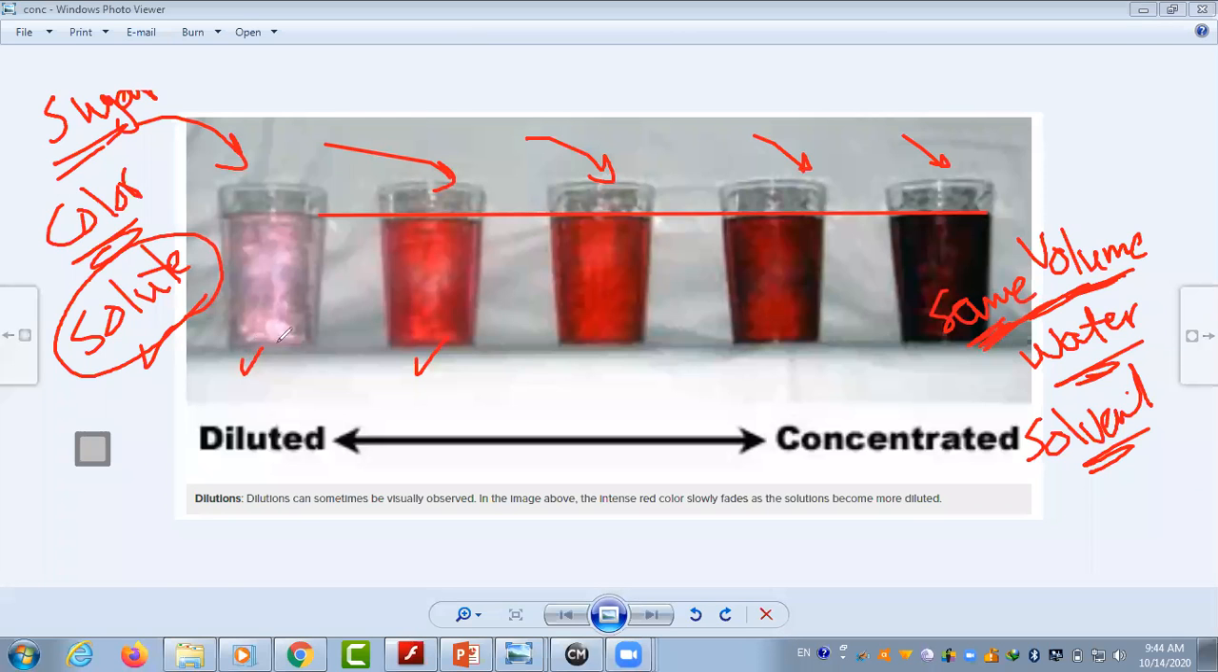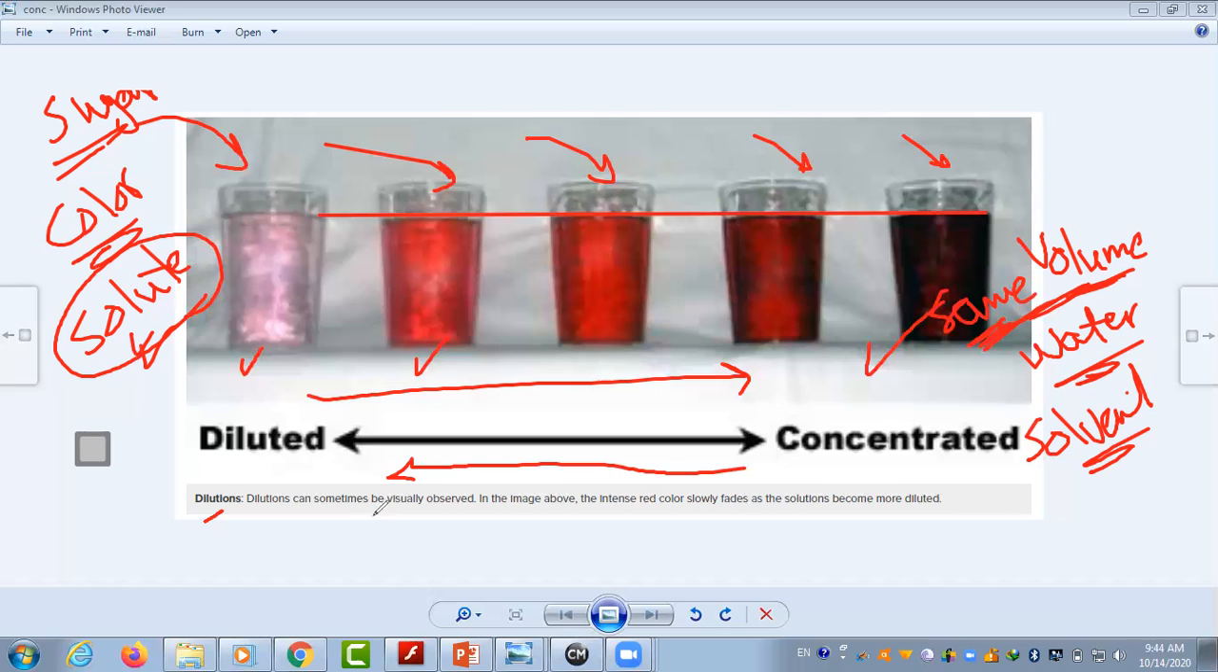So this one we say is diluted. It has a lesser amount of solute, and here it is more concentrated. The concentration is increasing until we have the most concentrated one. If we are moving from right to left, we are making dilution. So what is dilution? We can see it visually in these images: the intense red color slowly fades as the solution becomes more diluted when we move from right to left.